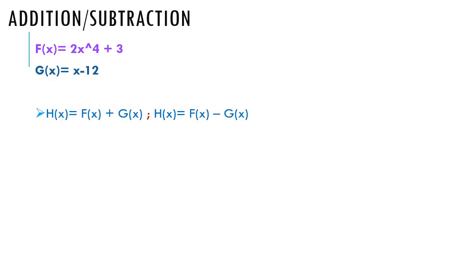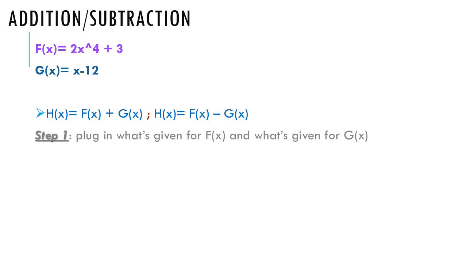Now the equations for these are different from the multiplication and division. h of x is equal to f of x plus g of x. So that's going to be our addition equation. And h of x is equal to f of x minus g of x is going to be for our subtraction. They're very similar, as you can see. Step one is we're going to plug in what's given for f of x and what's given for g of x. So h of x is going to be equal to 2x to the fourth plus 3 plus x minus 12. And for our subtraction problem, h of x is equal to 2x to the fourth plus 3 minus x minus 12.